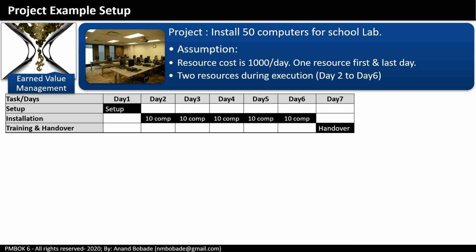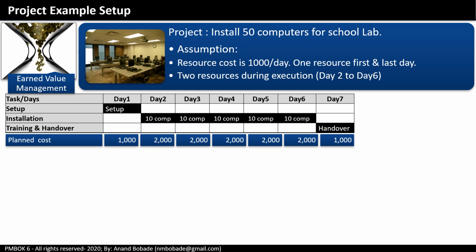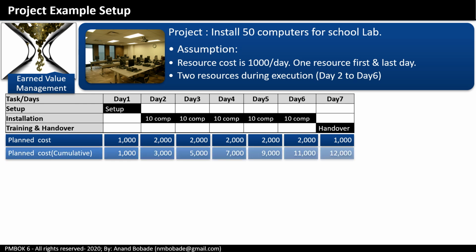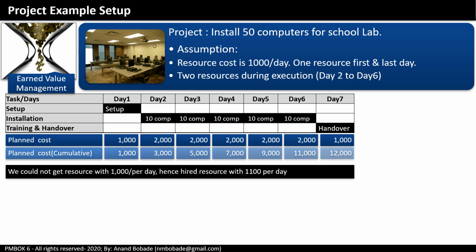The planned cost is 1,000 for day 1, 2,000 per day from day 2 to day 6, and 1,000 on the last day. That brings the total planned cost, or budget at completion, BAC, to 12,000. But as in most projects, reality kicks in. The planned resource rate of 1,000 per day wasn't possible, so you hired resources at 1,100 per day.